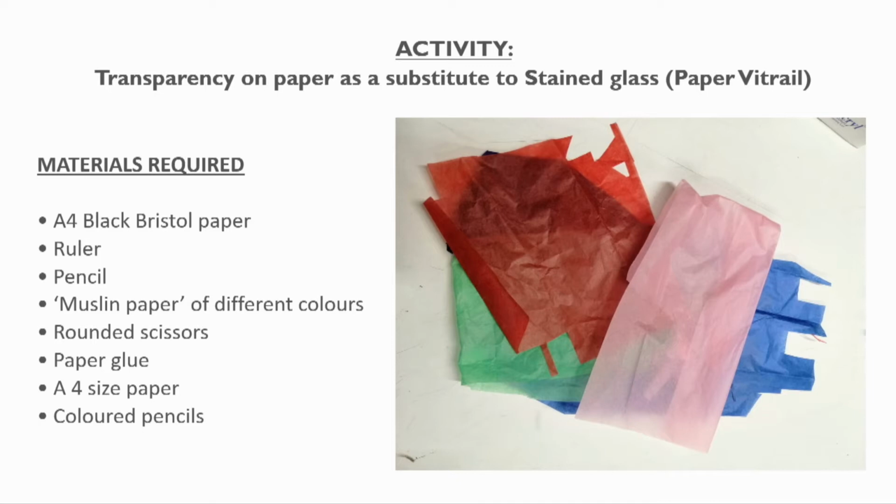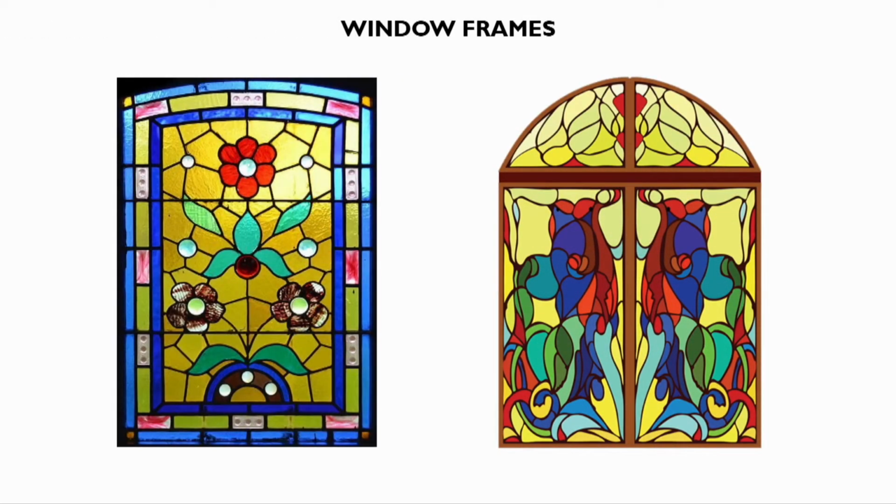Obviously, we are not using glass in this activity. As an alternative, we are using muslin paper. This is why we call it paper vitrail. Any stained glass work requires research and careful planning. Here are some examples of windows.